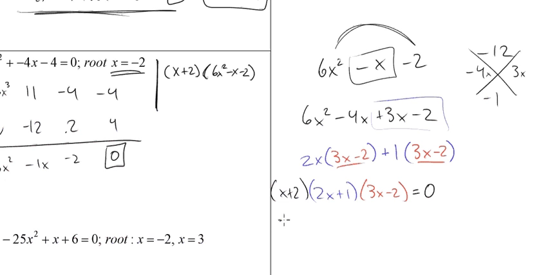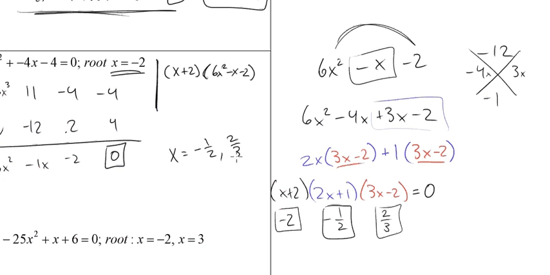Our first one is negative 2. There's the root we already knew. This one, set it equal to 0, so you'd subtract 1 and divide by 2, which gives us negative 1/2. And on the last one, add 2, divide by 3, and you end up with 2/3. So our roots on this one are going to be x is equal to our other two roots. We're already given the one, so negative 1/2 and 2/3.